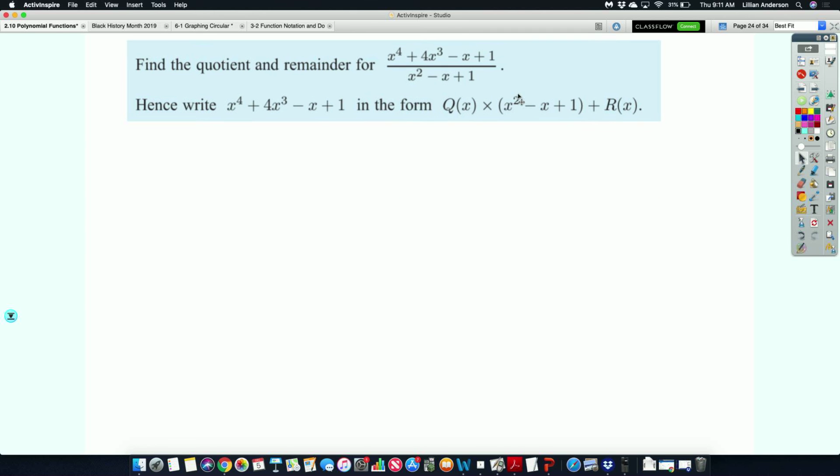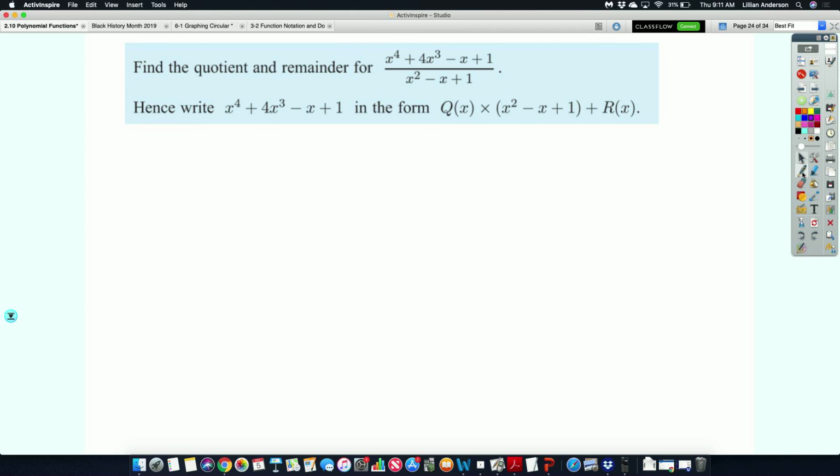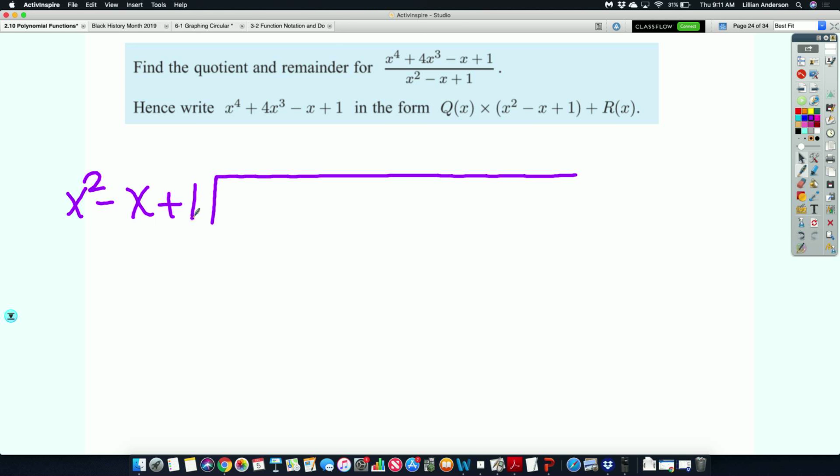Long division requires that division bar. Y'all remember that? The divisor goes on the outside, so that's x squared minus x plus 1. Of course, if there are any placeholders, you put those in there as well. And then the dividend, which is the numerator, goes on the inside. Do I have any placeholders? Yeah, for the x squared.